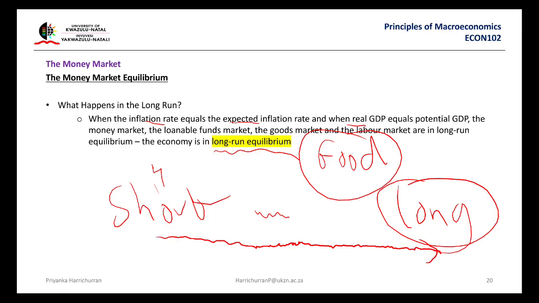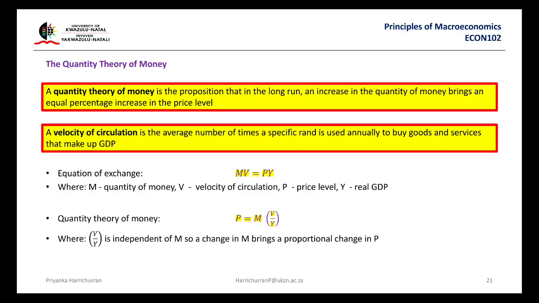So therefore, inflation rate means expected. We expected an inflation rate of 2% and we actually achieved that 2%. It means that's perfect, we're doing good. So in the long run, everyone is happy, everyone is good, right? So that's how I must think of long run.